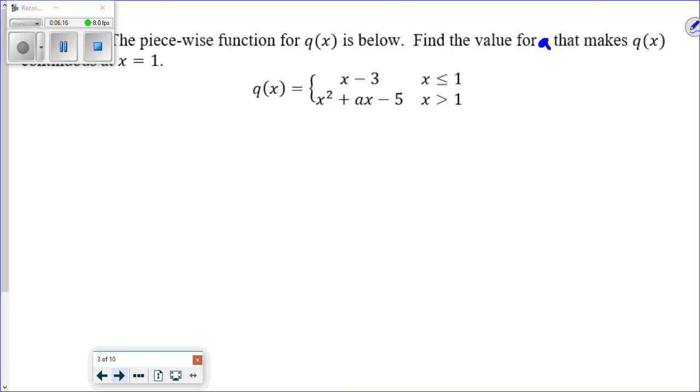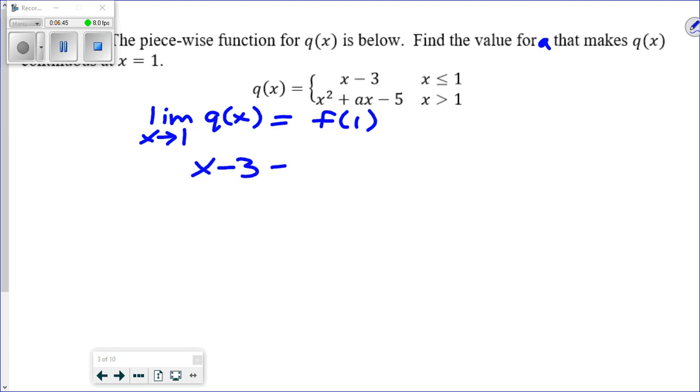So basically, here we would be saying that the limit as x approaches 1 of q of x has to equal f of 1. Well, remember, to evaluate the two-sided limit, you have to evaluate your one-sided limits, right? And in that case, we want to make sure that the pieces equal each other. So that's like saying x minus 3 has to equal x squared plus ax minus 5 when x equals 1, because f of 1 means you're going to plug in 1 for x, okay?